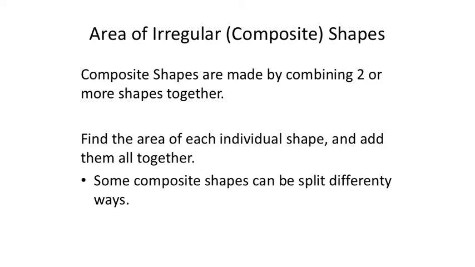Area of irregular or composite shapes. Like I said, irregular could be called composite. It just makes us math people look smarter than we actually are. But it says composite shapes are made by combining 2 or more shapes together. Sometimes you can have a rectangle attached to a triangle, attached to like a half circle, something like that. Sometimes it could be a triangle attached to a half circle, which would look more like a cone.